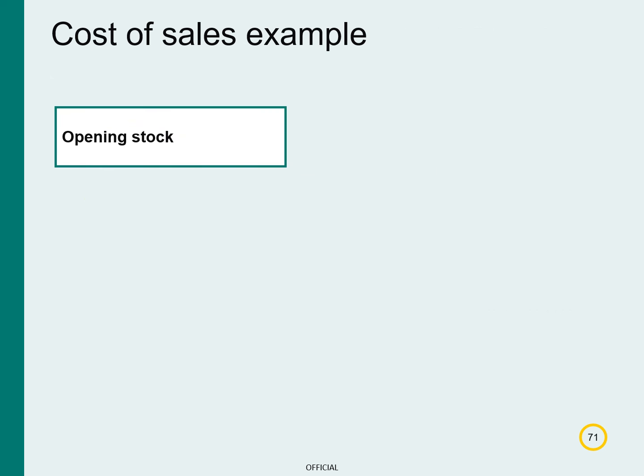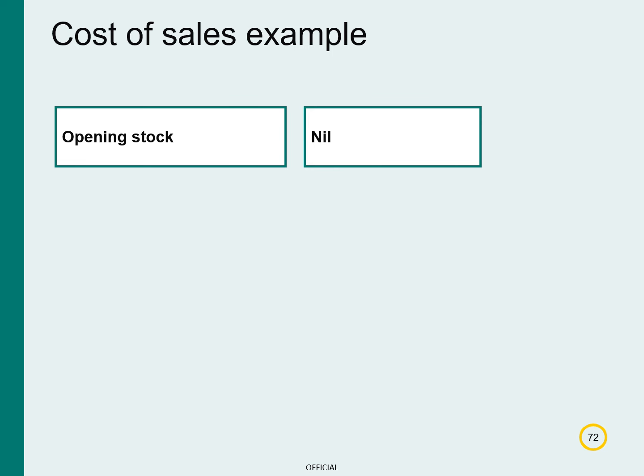Alan started his business on the 1st of September. Firstly, he would look at his opening stock, but as this is his first year of trading, there is no opening stock. Therefore, opening stock is nil. During his accounting period, Alan had spent £2,000 on plumbing materials, things like pipes, washers and taps. So, his purchases are £2,000.